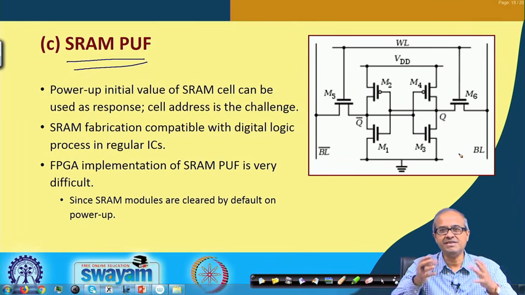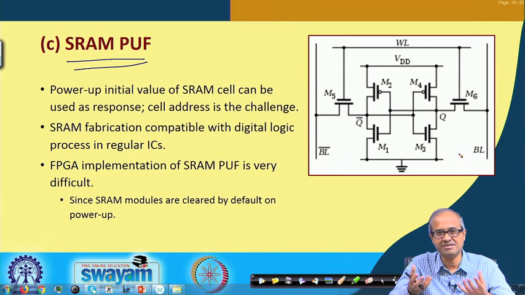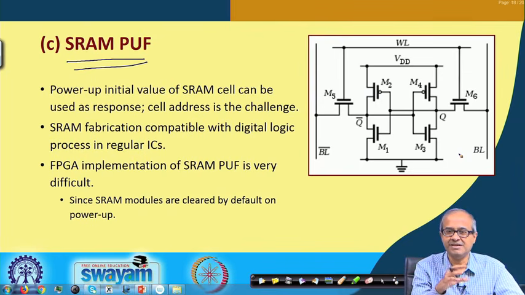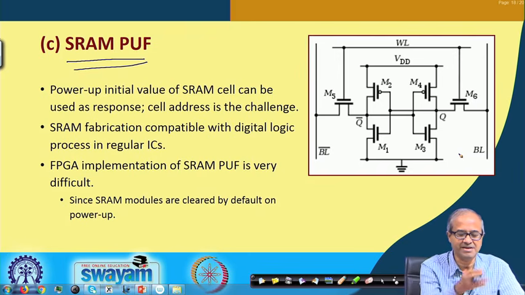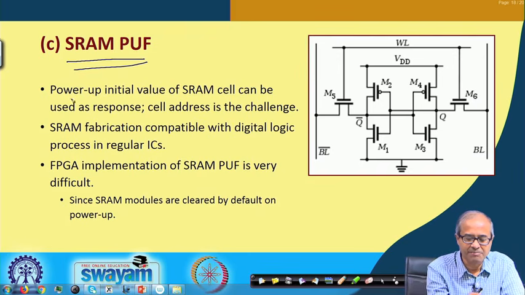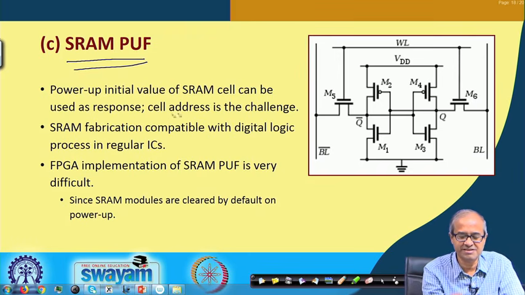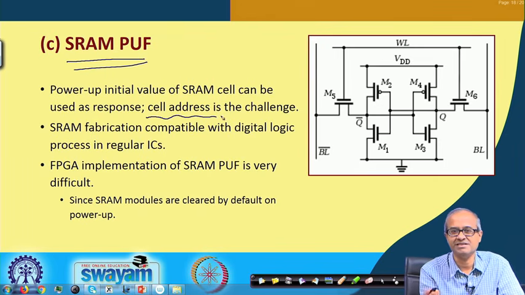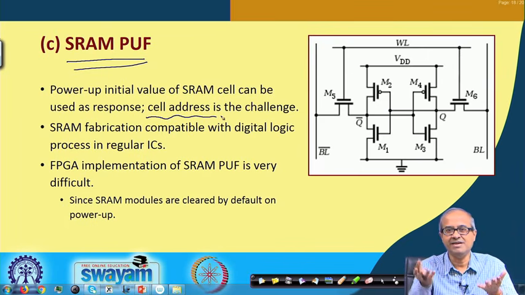So, if you have many such random access memory cells, depending on the manufacturing properties, they will be initialized to 0 or 1 randomly. This is the idea behind SRAM PUF. The power-on initial values of SRAM cells are used as response, and which cell you are selecting, that is the cell address, that will be the challenge. Randomly you select a cell, you see it is 0 or 1, randomly you select another cell, see it is 0 or 1, like that.